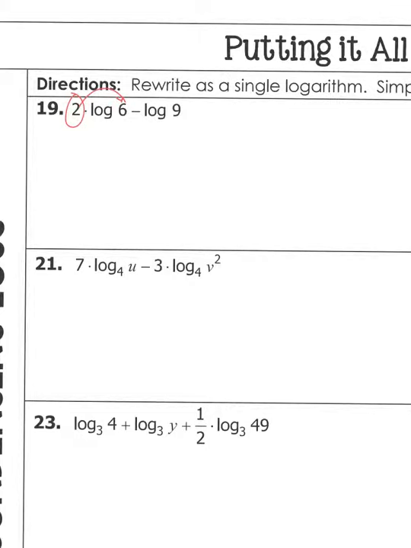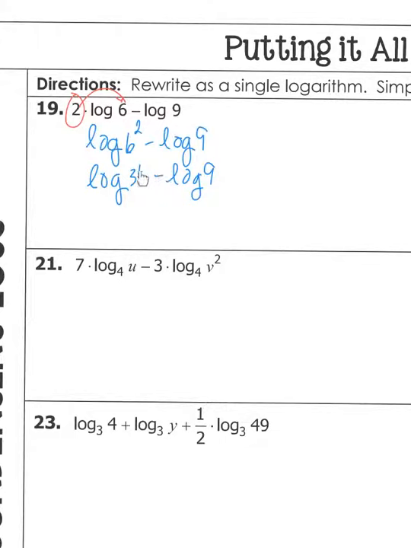So if I loop the 2 up there, I've got log of 6 squared minus log of 9. So then 6 squared gives me log of 36 minus log of 9. Now I can condense by taking this subtraction and dividing these two. So then I get log of 36 divided by 9, which is log of 4. Fully simplified.